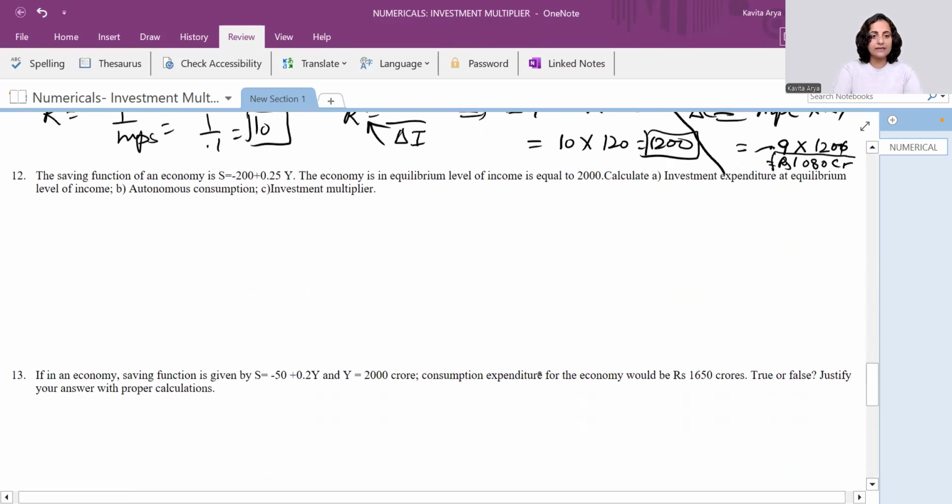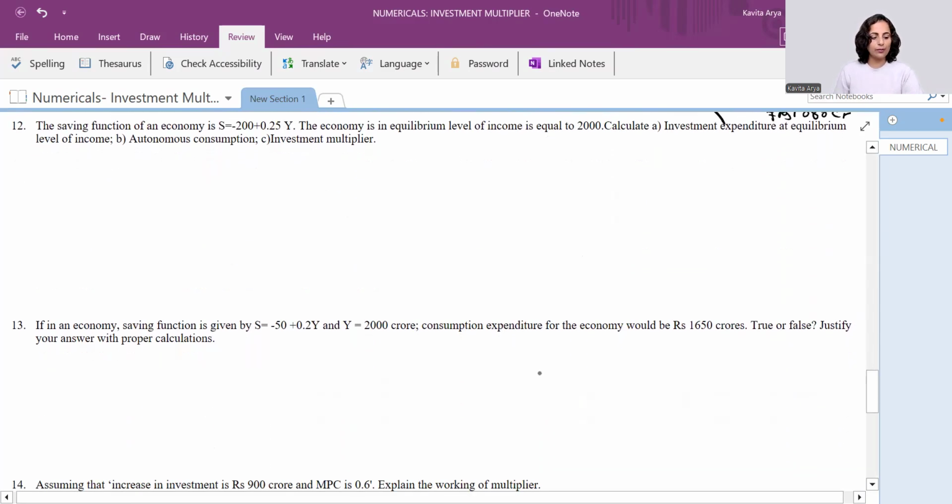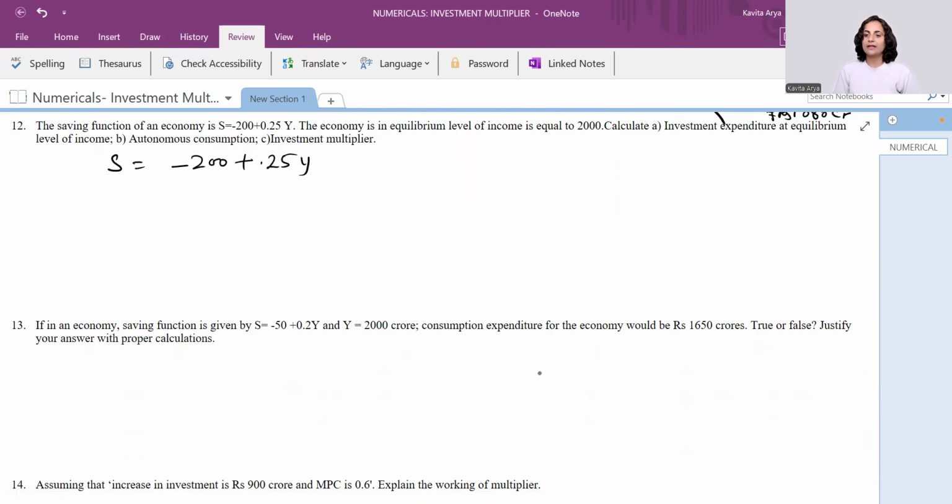Let's continue with the next question. S is given as minus 200 plus 0.25y. Let's write it down: S is minus 200 plus 0.25y. The moment the S function is given, I feel we should find the C function too, even if it is not required, because maybe it gives you half a mark as the examiner sees this understanding on your part. So how do we do it?